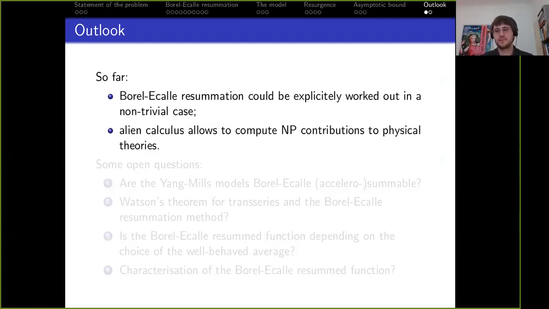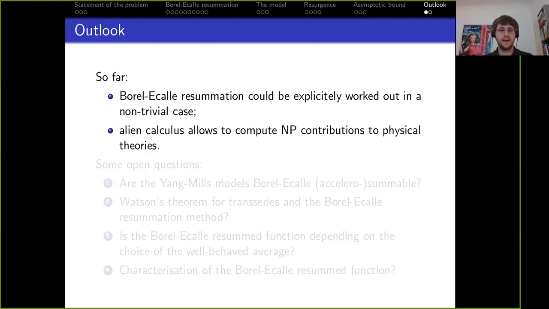Well, we can first apply it in at least one nice quantum field theoretical case, which is non-trivial, I would say. And also, even if I did not really talk about that, it can really be used to compute non-perturbative contributions of physical theories, starting from the purely perturbative series, using resurgence theory tools. So the punchline of resurgence theory is that it allows you to reach non-perturbative information from perturbative information. And I think this is absolutely wonderful.